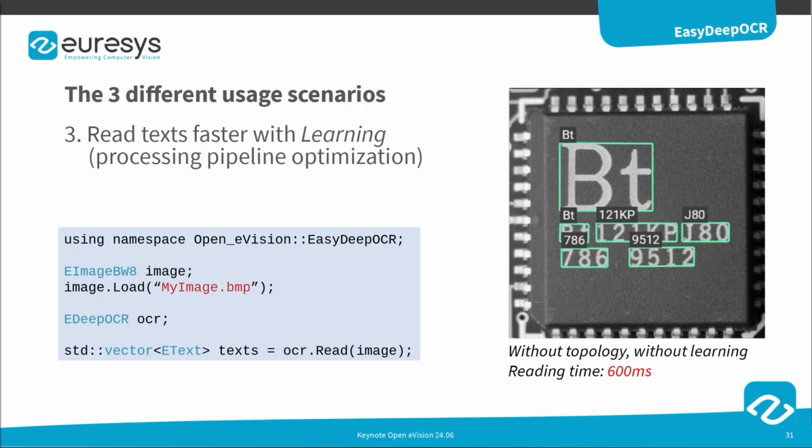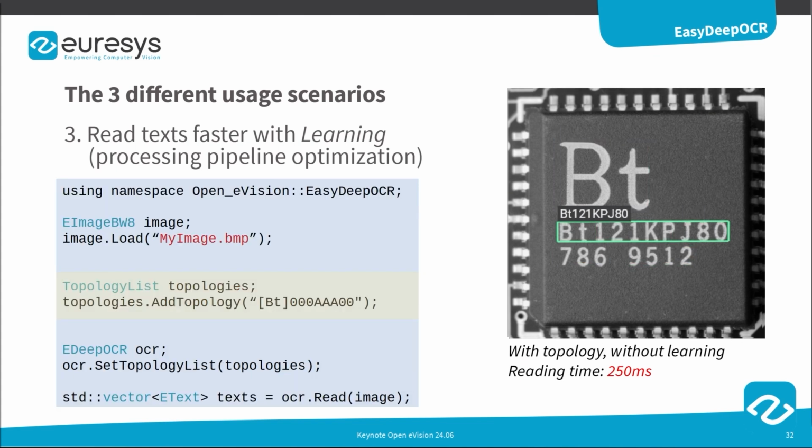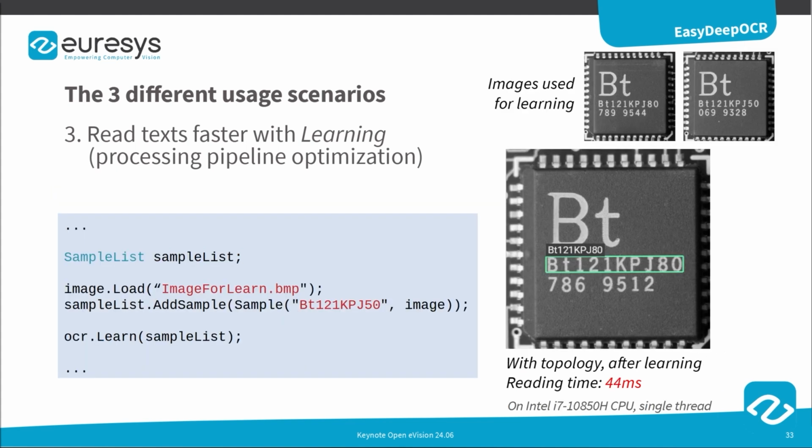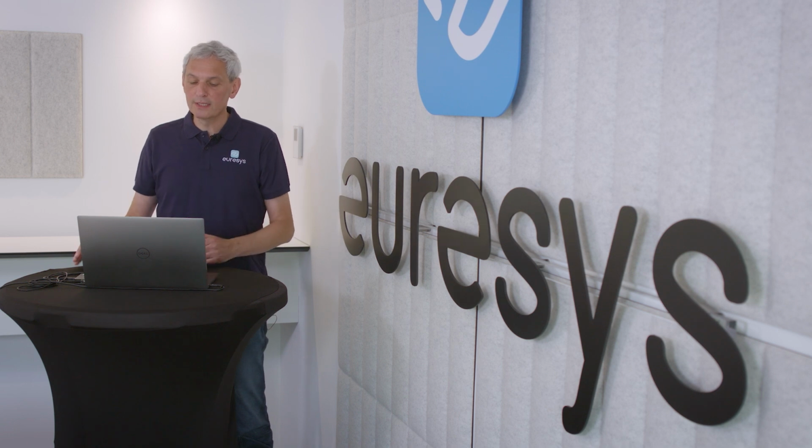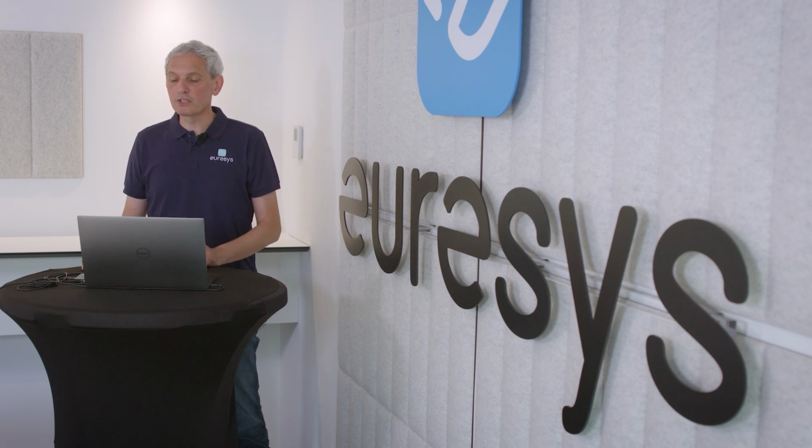In that example, again, if we read without any topology or learning, the reading time is about 600 milliseconds. If I use a topology, like the step before, it's down to 250 milliseconds. So it's faster, but not that fast. If I use 2 images first for learning, the 2 images at the top of the screen here, then the reading time gets down to 44 milliseconds. So it's a lot faster. And how do we do learning? By simply giving the picture and the text in the picture we want to read.